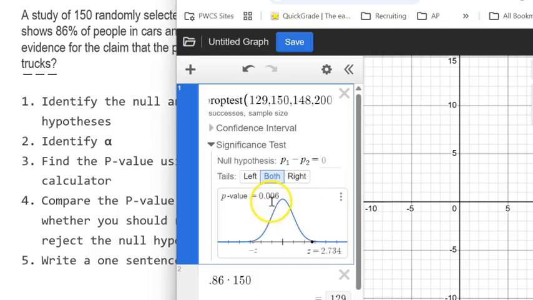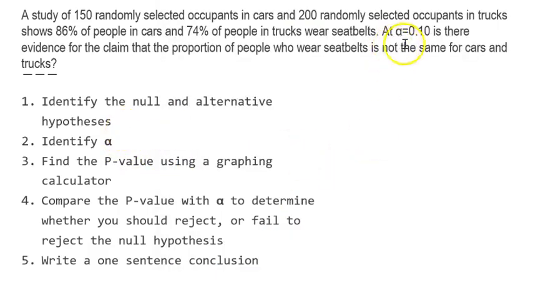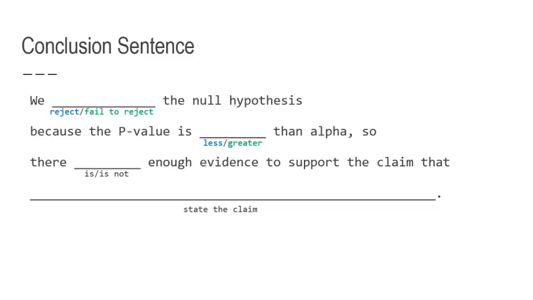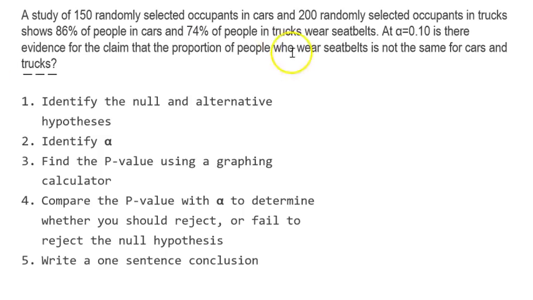So our p-value is 0.006. Alpha is 0.10, so that means that my p-value is less than alpha. Same sentence that we've been using. So we're going to reject the null hypothesis because the p-value is less than alpha, so that means there is enough evidence to support the claim that the proportion of people who wear seatbelts is not the same for cars and trucks. If you take that claim sentence from the question, you'll never mess it up. And that's it for 9A.